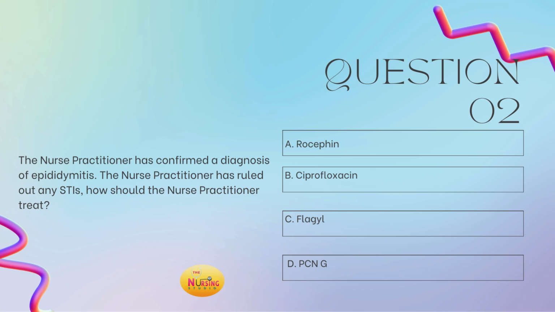And so then you're going to treat the source of the cause of the inflammation, right? Or whatever that bacterial source is. So if it's an STI, we treat with Rocephin. If it's our standard bacterial infection, then we're going to treat with the fluoroquinolone. We're going to pull out the big guns to treat that. So ciprofloxacin. So in this case, B is your best answer.